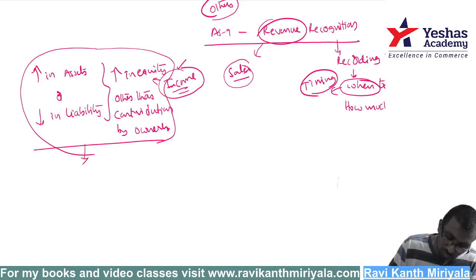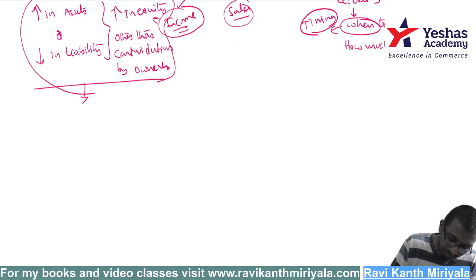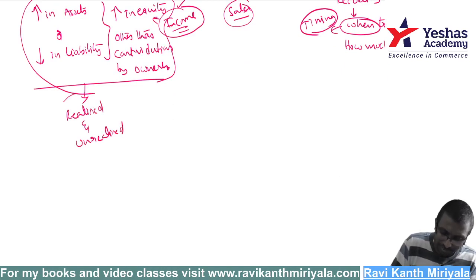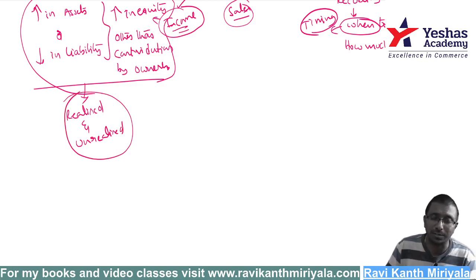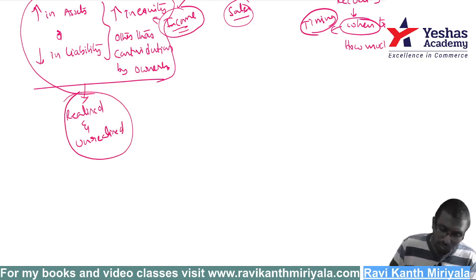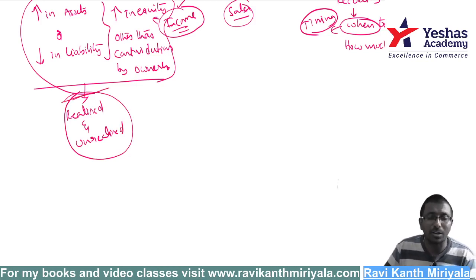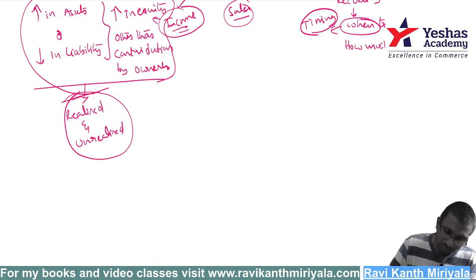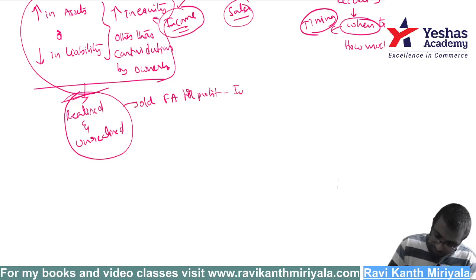This income includes realized income, unrealized income, all types of income are part of it. Now the question is, even though all types of income are part of it, we are not going to deal with them. For example, we sold a fixed asset for profit. Is it income? Yes, it is income. But is it revenue? No, it is not sales.